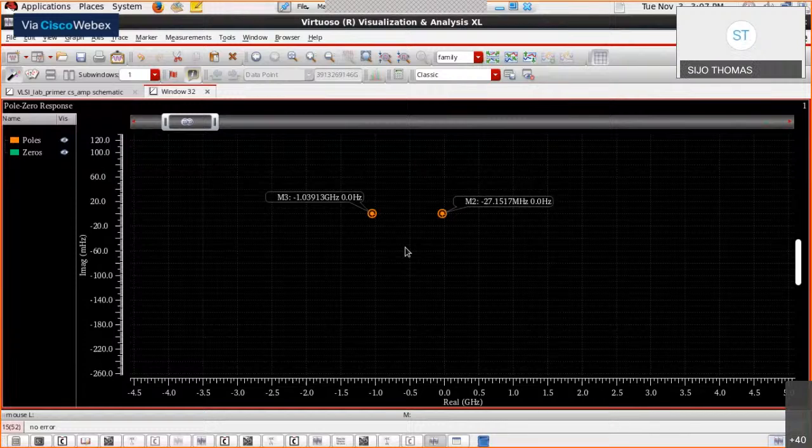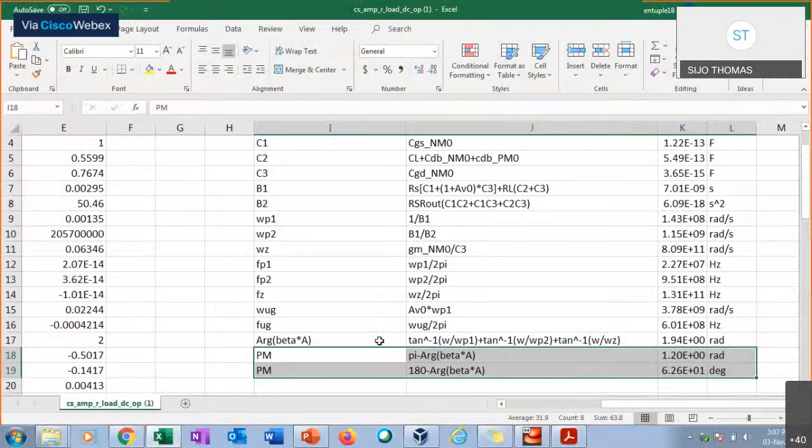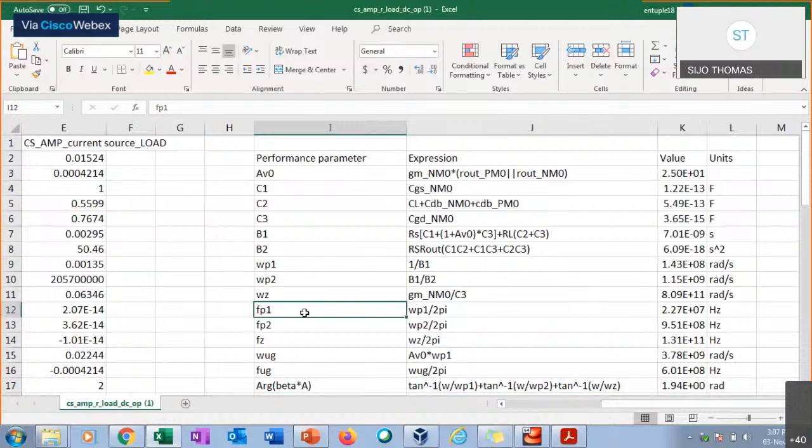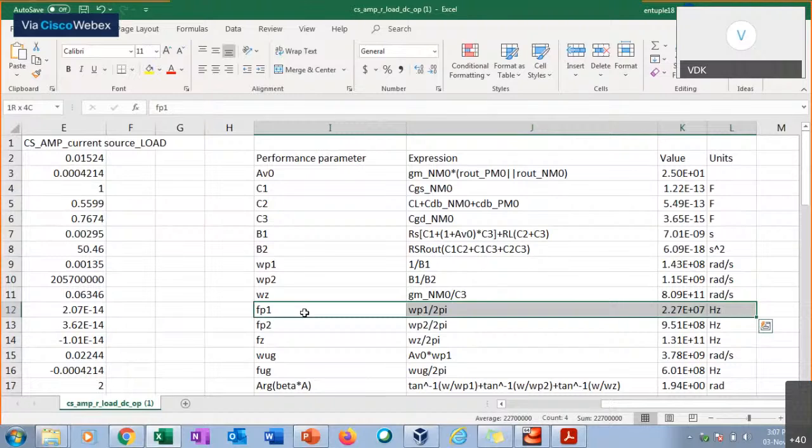Okay, so let us go back to that spreadsheet. Where is that? Omega P1, FP1. We computed actually here from those values reported as 22 megahertz. What actually we get as the location is about 27 megahertz. So that actually matches. Very good.